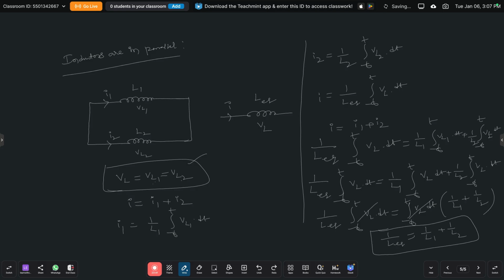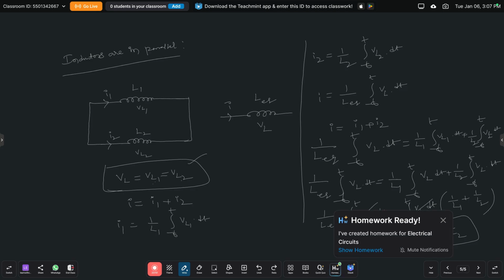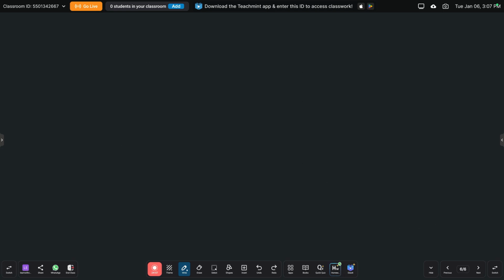So this is the formula to find the total inductance: 1 by L equivalent equals 1 by L1 plus 1 by L2. In case n inductors are connected in parallel, then 1 by L equivalent equals 1 by L1 plus 1 by L2 plus 1 by L3 and so on up to 1 by Ln. So this is for inductors in parallel. And next one is capacitors in parallel.